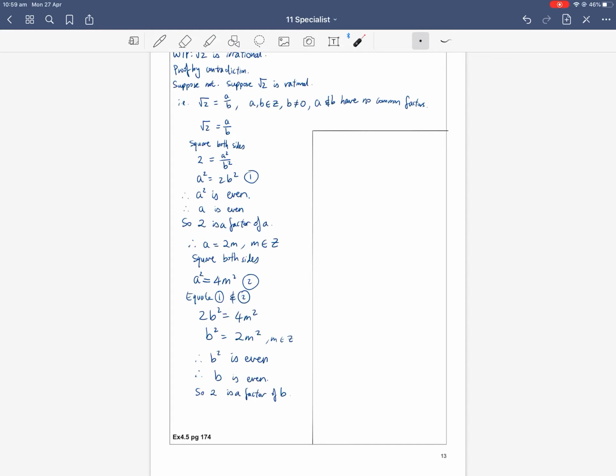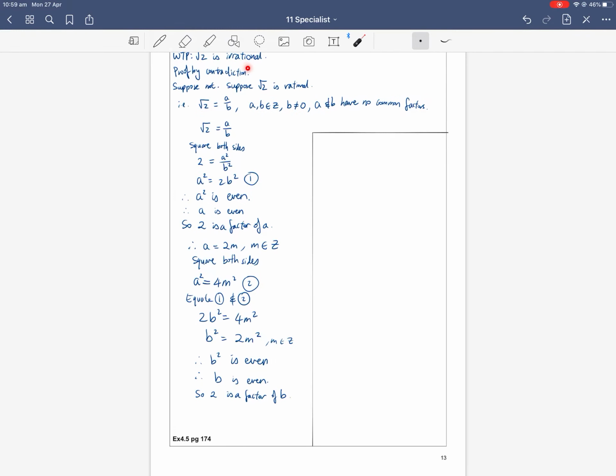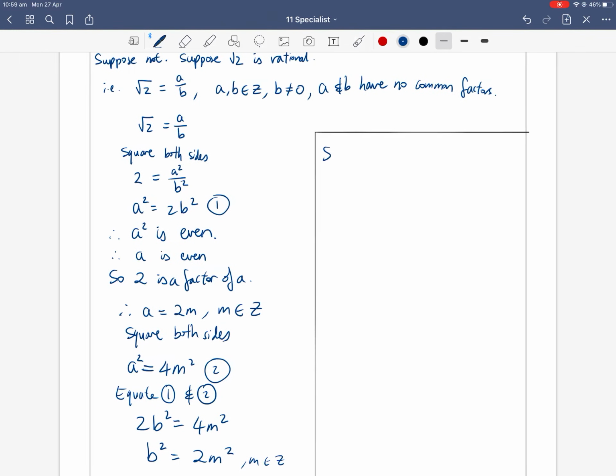So is there a common factor between a and b? Yes, there is. Based on this argument, we can see that 2 is a common factor between a and b. But in our initial assumption, a and b have no common factors, so that's our contradiction. So whatever we assumed up here is not true, which means our original statement must be true.